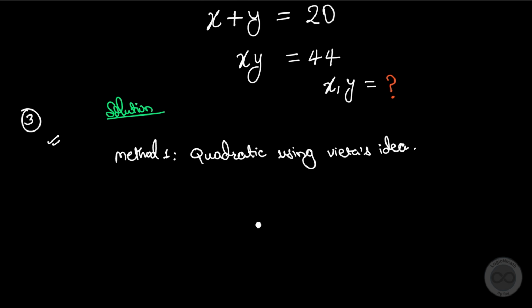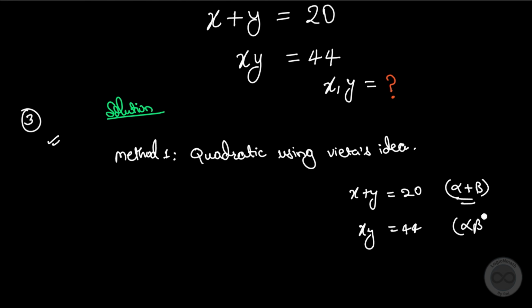This says to think of x and y as the roots of a quadratic. So x plus y is equal to 20 becomes the sum of roots, alpha plus beta, and xy is equal to 44, which becomes alpha beta. The equation formed using the sum of the roots and the product of the roots is t squared minus (alpha plus beta)t plus alpha beta.